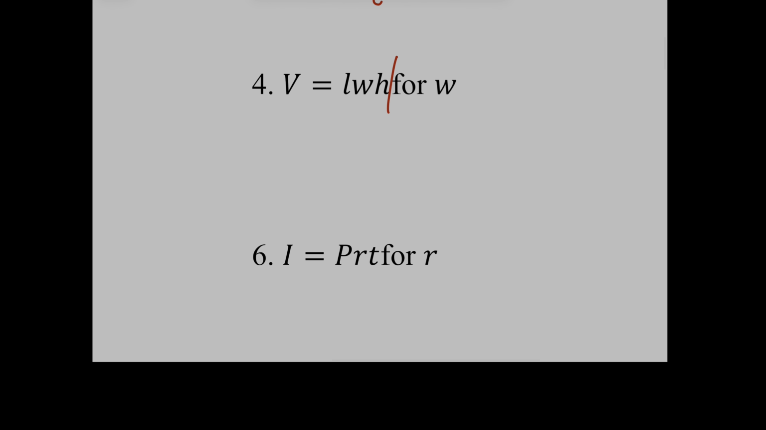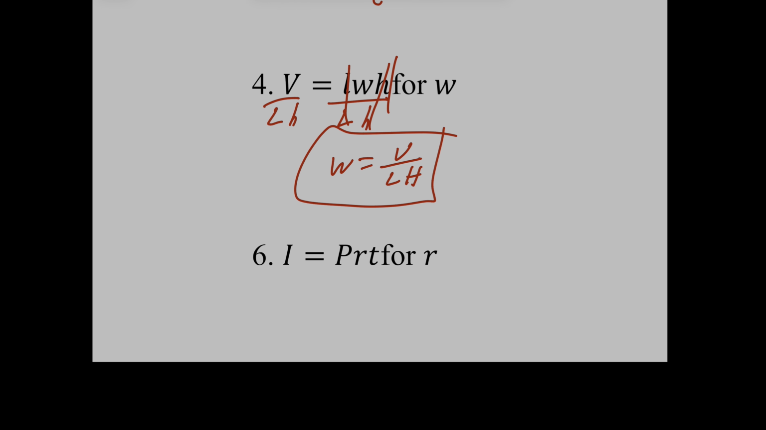Okay, well, I want W by itself. Now watch, everybody's being multiplied, so I can just divide by my L and my H. Once I divide by my L and H, watch, they cancel out, and I'm left with W equals V over LH. Now I've solved for W.